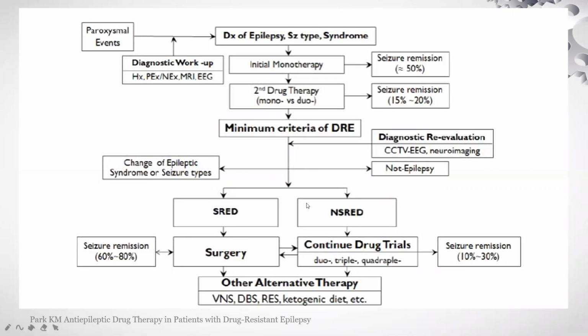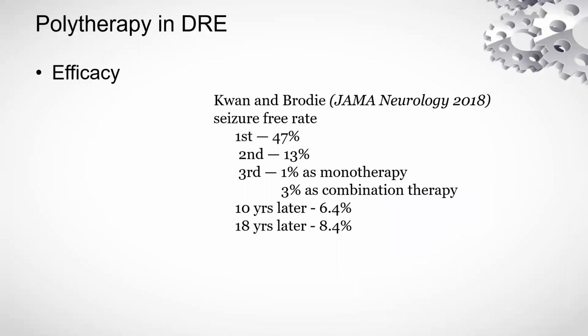Those who have true drug-resistant epilepsy can be divided into two groups. One group with surgically remediable epilepsy, those should be offered surgery, and the other group with non-surgically remediable epilepsy, those patients should be continued on drug trial of duotherapy or triple therapy, and then we have alternative therapies in the form of vagus nerve stimulation, deep brain stimulation, and ketogenic diet, etc. We'll discuss these in a moment.